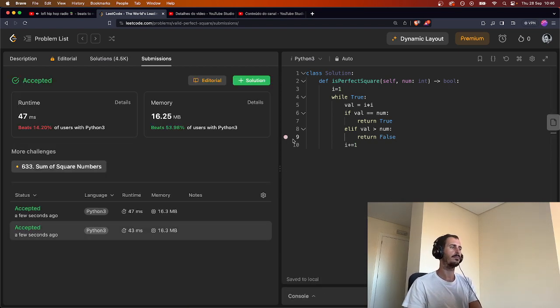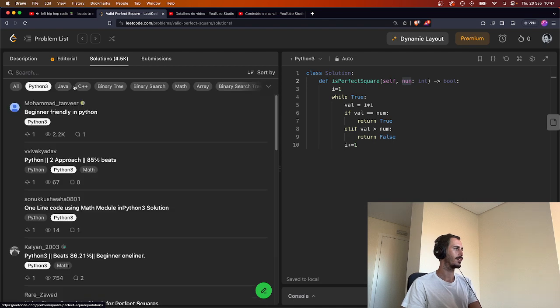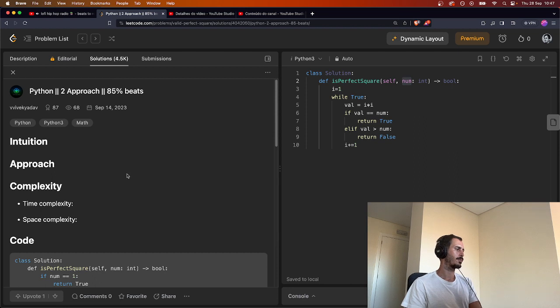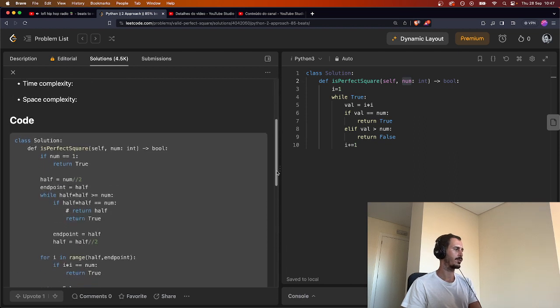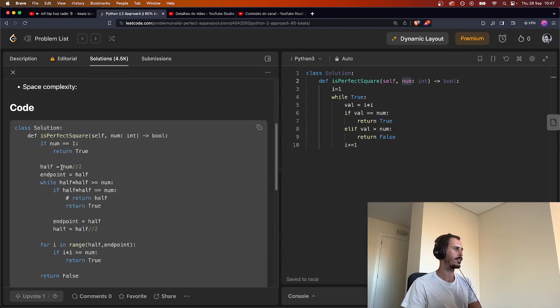But it did worse than it did before. So maybe we can do some optimization, like, I don't know. See, a beginner-friendly approach. Is perfect square if it's 1 it's true, half. We check the point at the half.